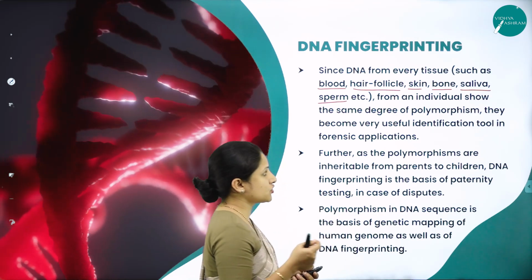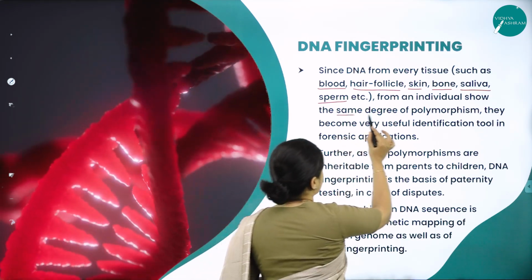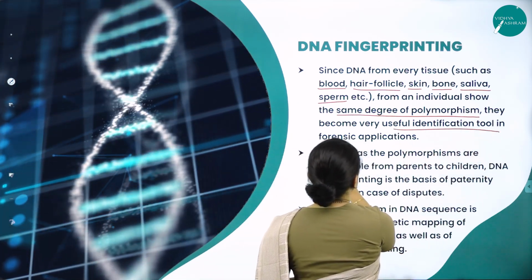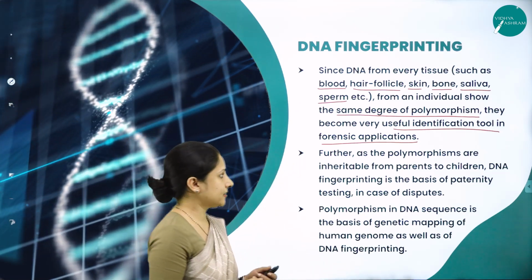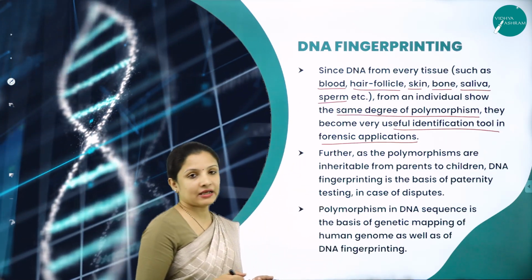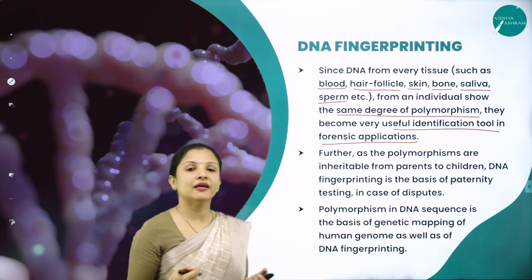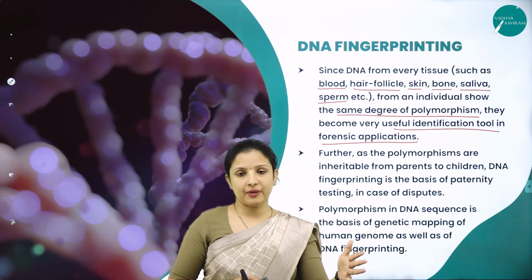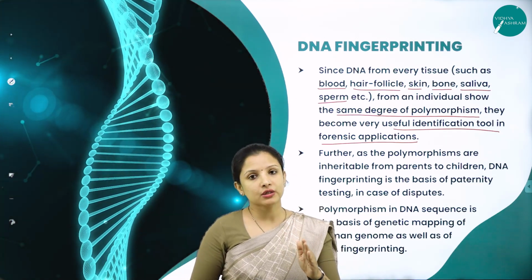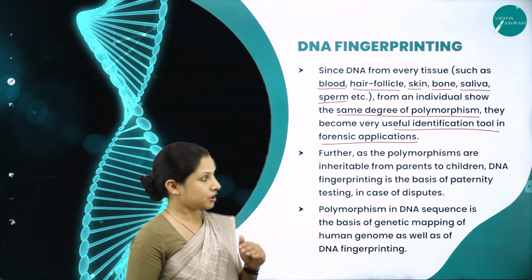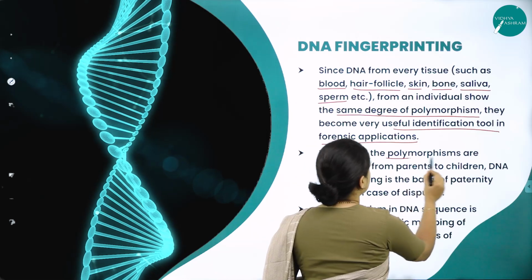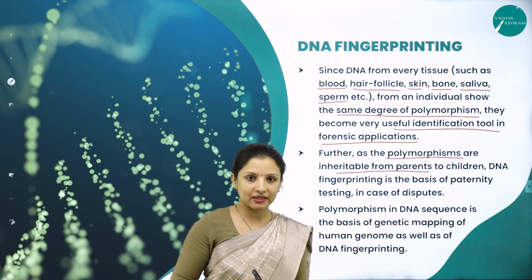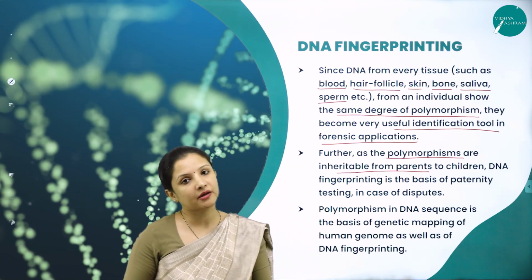Since DNA from every tissue of an individual shows the same degree of polymorphism, they become very useful as an identification tool in forensic application. How we will study later. Further, as the polymorphisms are inheritable from the parent, repetitions are inherited from the parent. Sometimes the number of repetitive sequences present in the parent can be inherited and move on to the daughter or the progenies also. So as the polymorphisms are inheritable from the parents to the children, DNA fingerprinting can also be used to identify the biological father, the biological mother of the child.